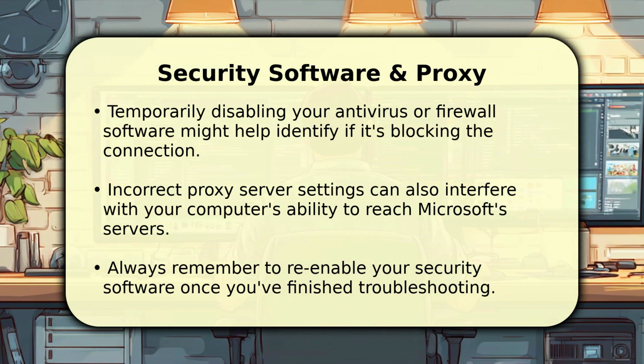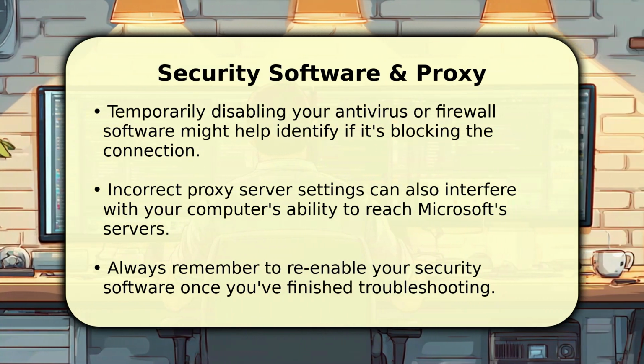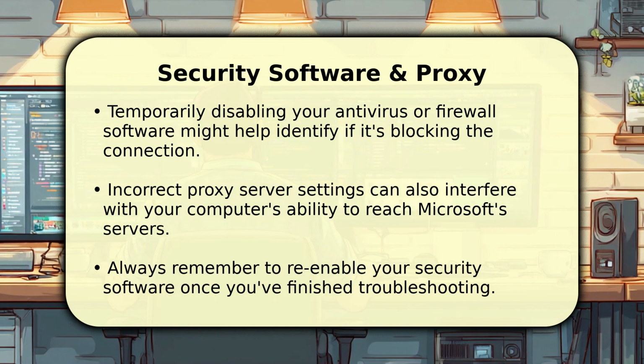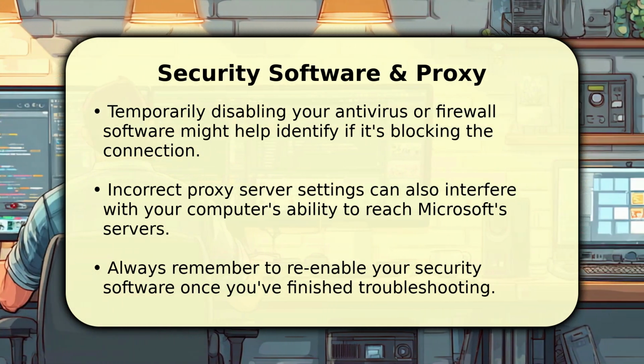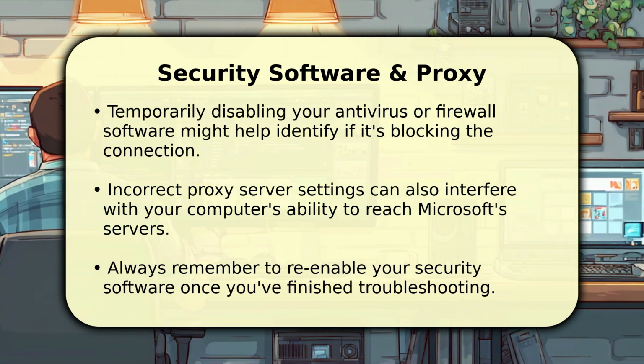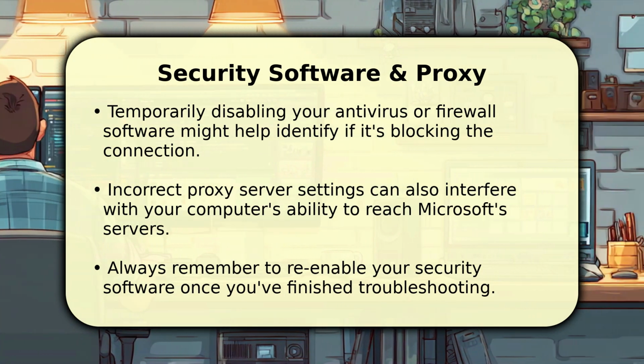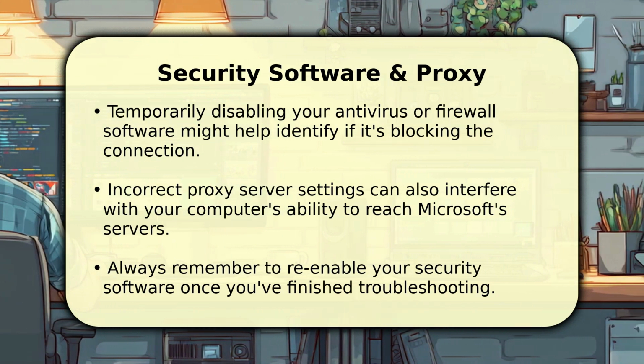Also, check your proxy settings. Go to Internet Options in the Control Panel, navigate to the Connections tab, and then LAN settings. Make sure "Use a proxy server for your LAN" is unchecked unless you specifically need it. These two areas are frequent sources of connection conflicts.